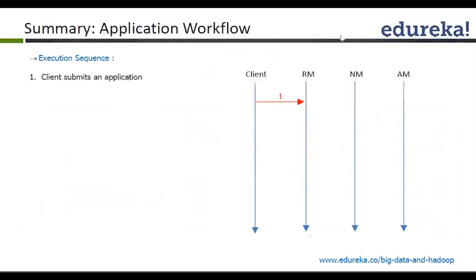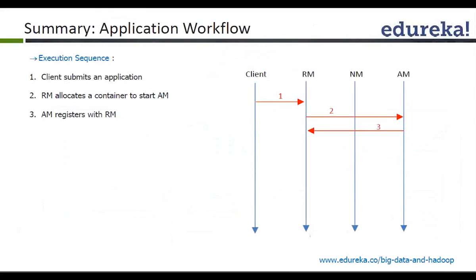Good. Let's move on. If you want an even better understanding, we are trying to do that with a sequence example. We try our best to make things simpler, but this is a complicated topic. So see over here, the client submits an application to the resource manager. The resource manager will start the application master on a particular node. Then the application master registers with the resource manager so that it can ask for resources. Then the application master asks for containers from the resource manager.